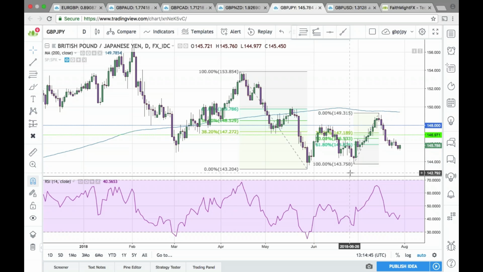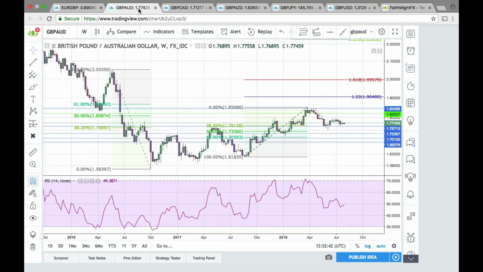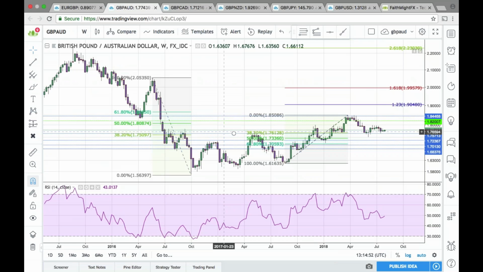Same type of picture with cable against the commodity currencies? Actually, I like the commodity currencies higher. I think the commodity currencies are showing a lot of weakness, and I think we've seen them lower mostly due to the pound weakness. But I see the pound Aussie here we're looking at. I see the pound Aussie moving higher.